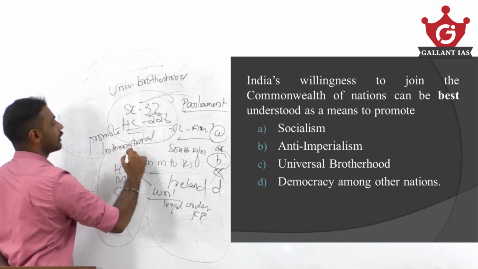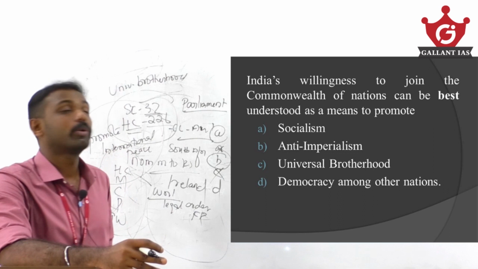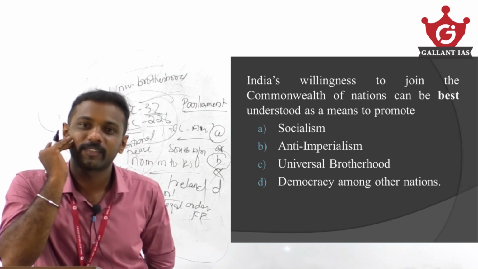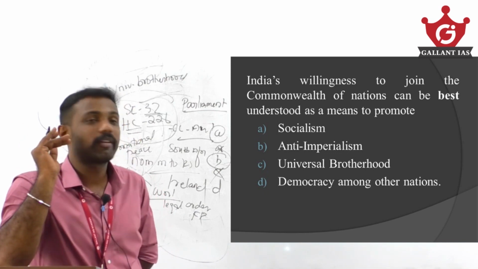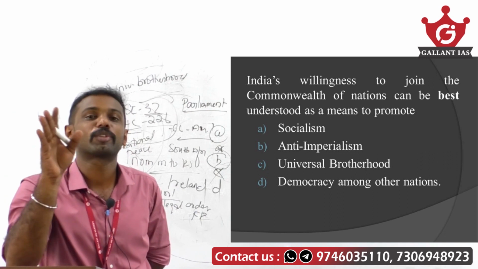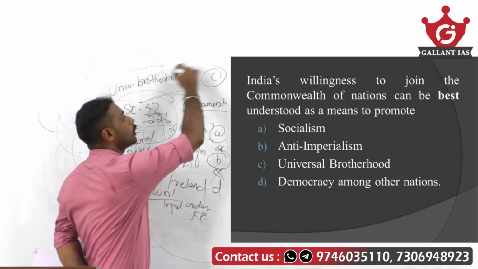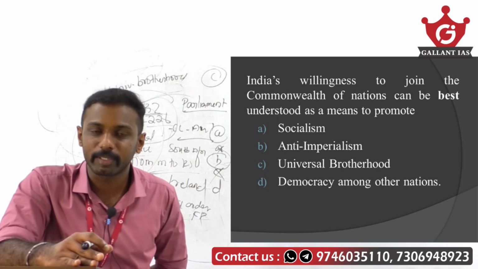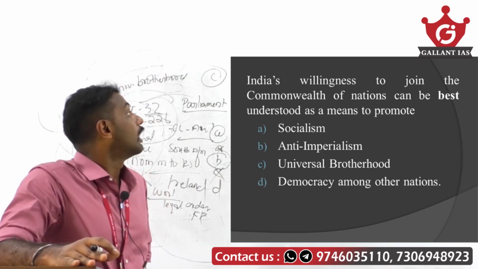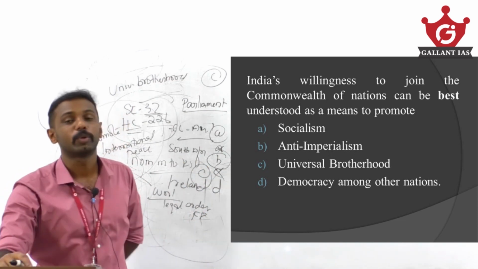We always as a nation try to promote international peace, and also a sense of universal brotherhood. That is, we are not isolating any country and we want to engage with each and every country. That is the concept of universal brotherhood. So the idea of joining the Commonwealth of Nations is to have a sense of unity among various nations and also to promote a feeling of oneness or brotherhood. So the answer is option C. The objective is not to promote socialism or anti-imperialism. We have to find the best meaning for the joining of the Commonwealth of Nations, so the best answer is option C, that is promotion of universal brotherhood. Clear?